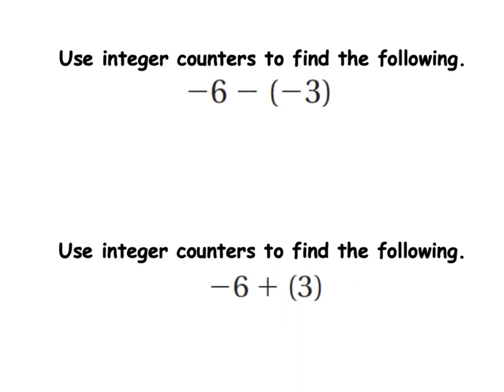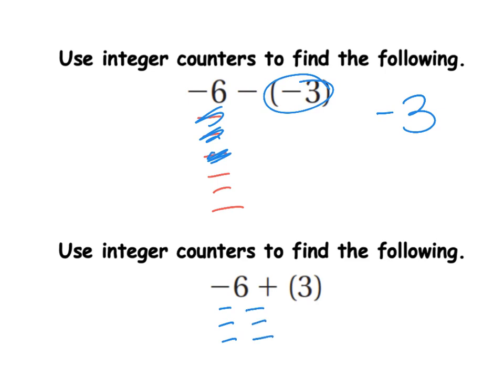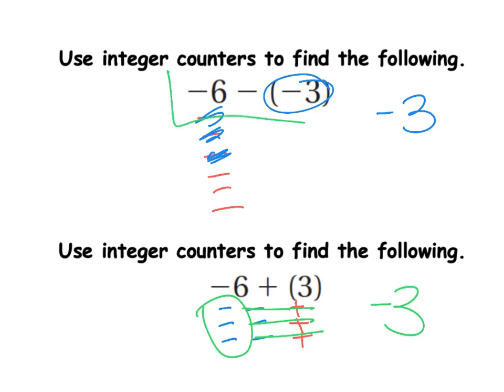Now I'm going to start out with negatives, 1, 2, 3, 4, 5, 6. And I'm going to subtract 3 negatives. 1, 2, 3. That leaves me with negative 3. Down here, 1, 2, 3, 4, 5, 6. Add 3 positives. Cross off my zeros, and I'm left with negative 3. So this subtraction sentence and this addition sentence are the same.